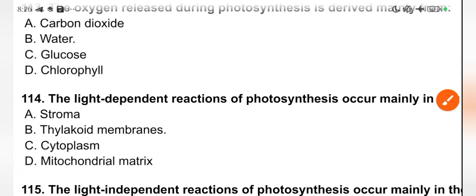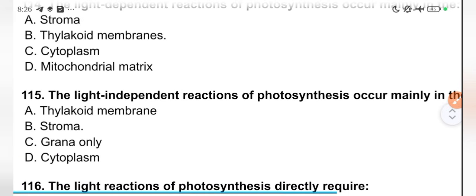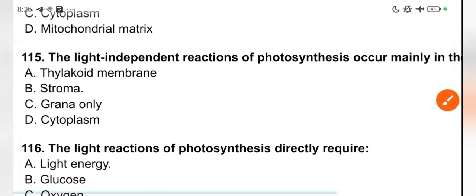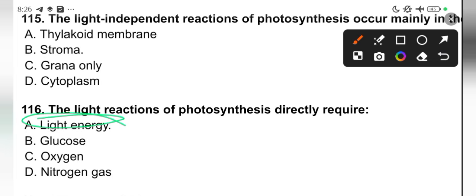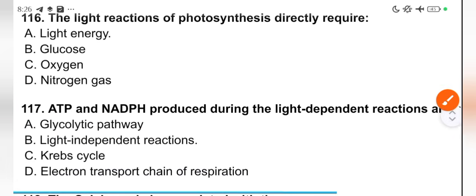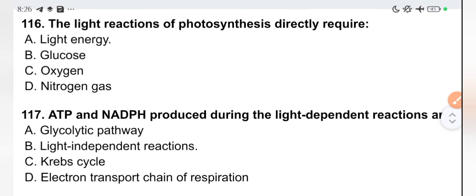The light-independent, that is dark, reactions occur mainly in the stroma. The light reactions of photosynthesis directly require light energy, as in the sun. ATP and NADPH produced during the light-dependent reactions are used mainly during the light-independent reaction. They are used for the dark stage.